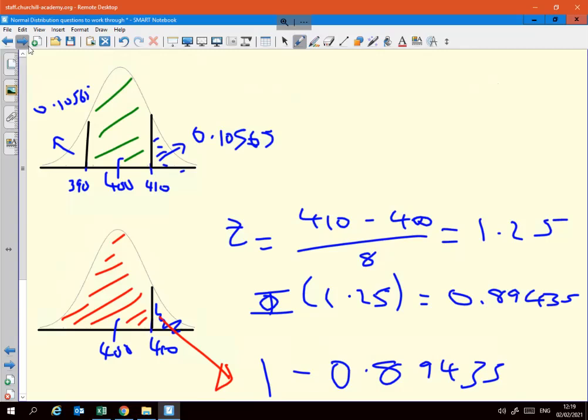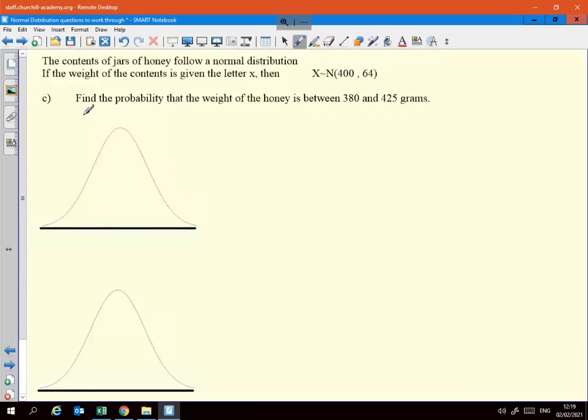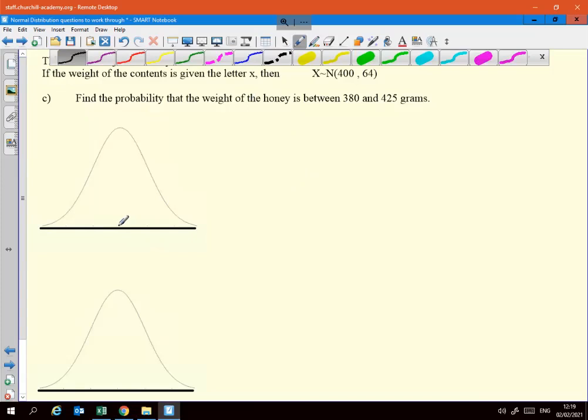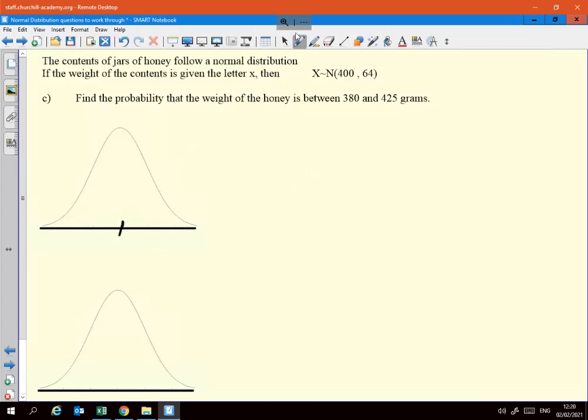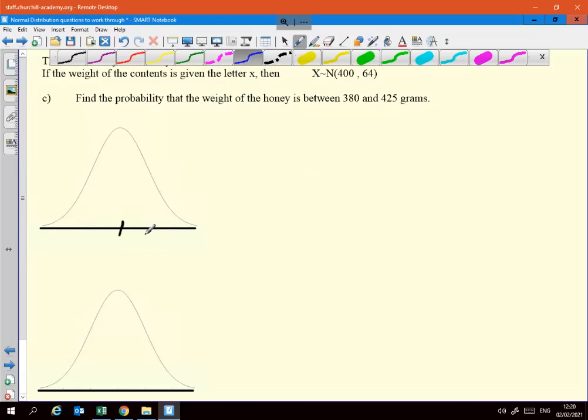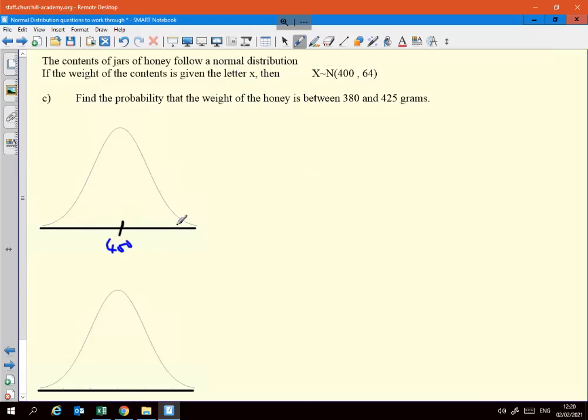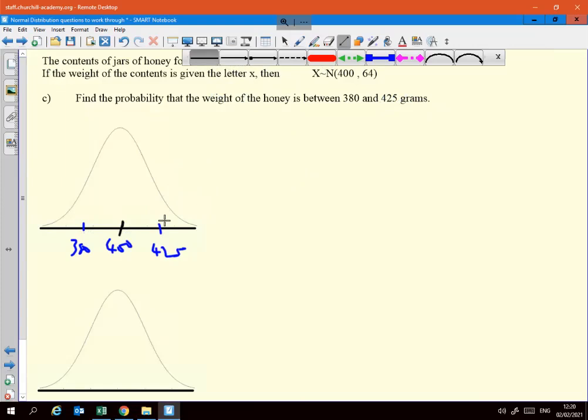Okay, on to question C. So this one here, this is about as awkward as it gets for these. Between 380 and 425. So the mean's still in the middle, that never changes. 400, the mean's in the middle. 380 is over here somewhere. That's 20 less than the mean, and this is 25 above the mean, so it's not symmetrical anymore, which makes it a little bit worse. So, interested in the bits between those.